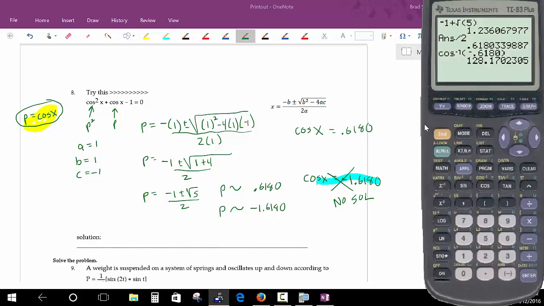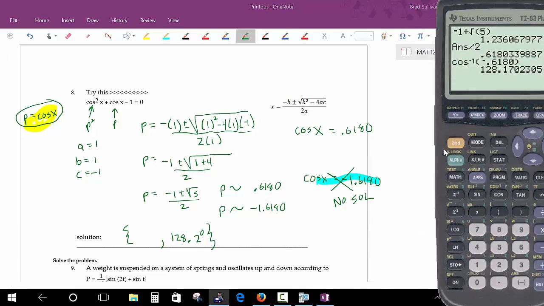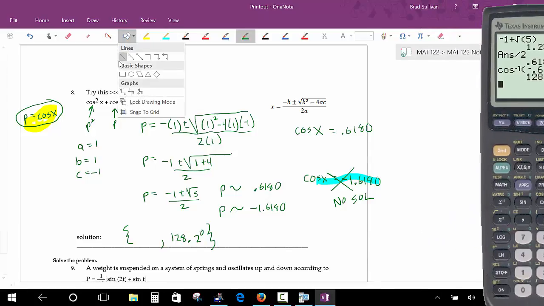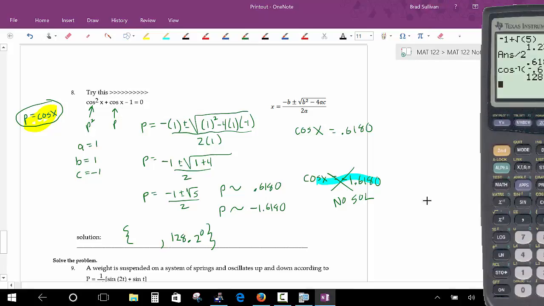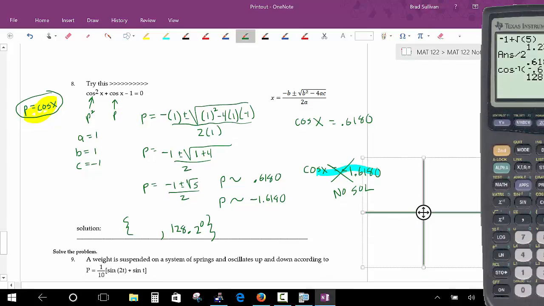So you've got 128 as one of your answers. When we put this in, let's just round it to 1 decimal and use 128.2 degrees, like that. Now what I'm going to do from here is, there are 2 places where the cosine is negative.